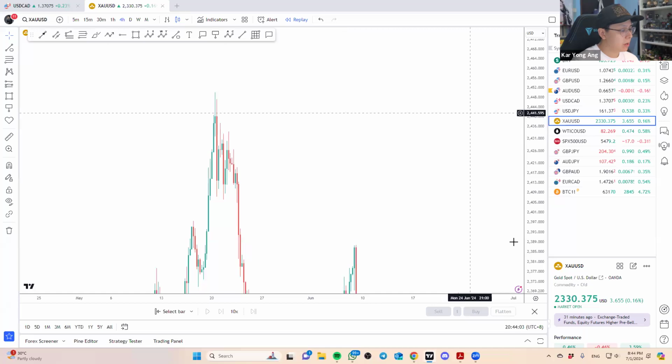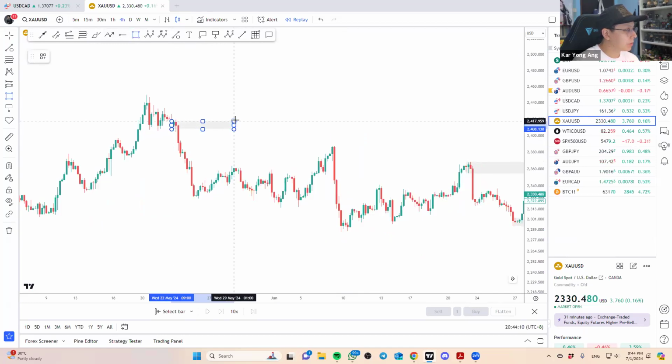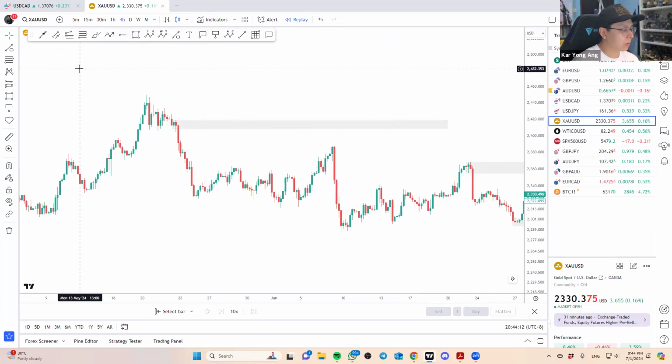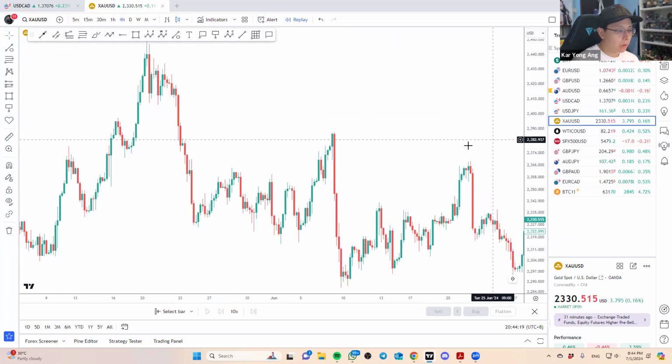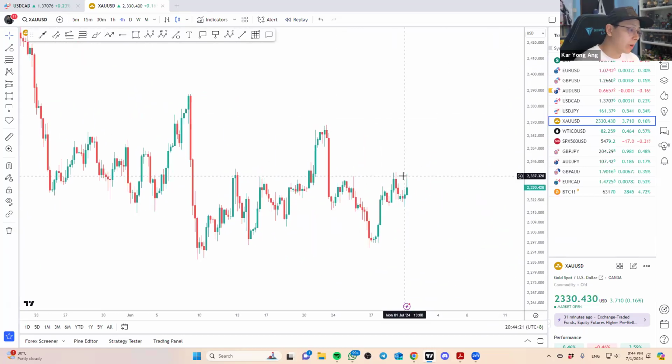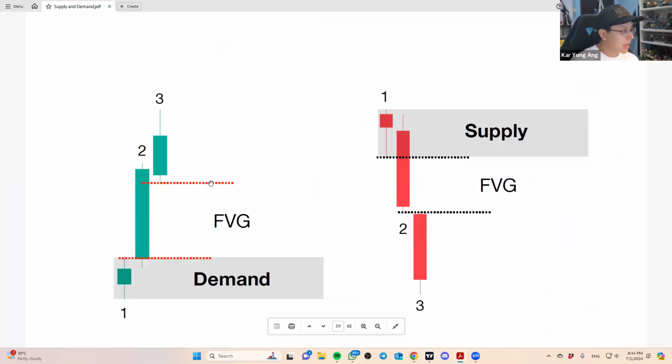Same thing here. What is the candle that creates this strong push? Here, the green one, so that becomes your order block. Bear in mind, we're not trading every order block. Now we're just showing you how to identify them. So that's the idea of it: demand, supply, order block.